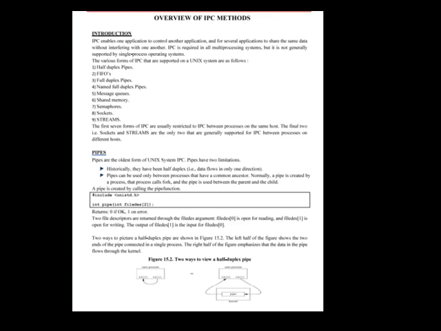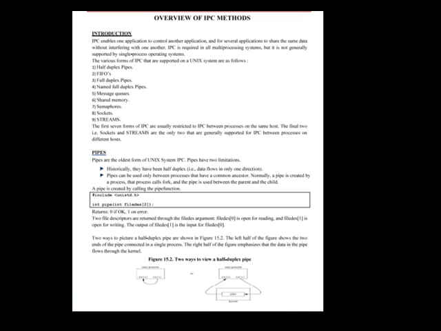Normally, a pipe is created by a process, that process calls fork, and the pipe is used between the parent and the child. A pipe is created by calling the pipe function. See the syntax here. Returns 0 if OK, -1 on error. Two file descriptors are returned through the fd argument. fd[0] is open for reading and fd[1] is open for writing.